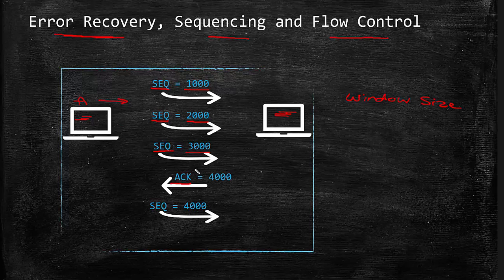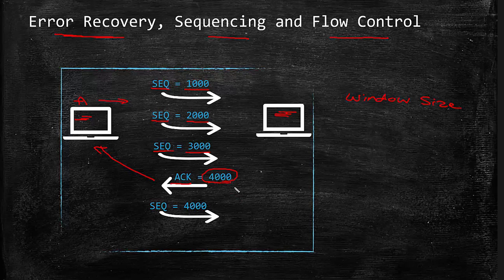The acknowledgement field is a 32-bit field, just like the sequence number, as you saw in the slide. The acknowledgement field determines the next segment's sequence number. So acknowledgement 4000 means, sender, please send me the segment that has sequence number 4000. With receiving this acknowledgement, computer A receives a confirmation that 1000, 2000, and 3000 have been received. So now it's time to send 4000.